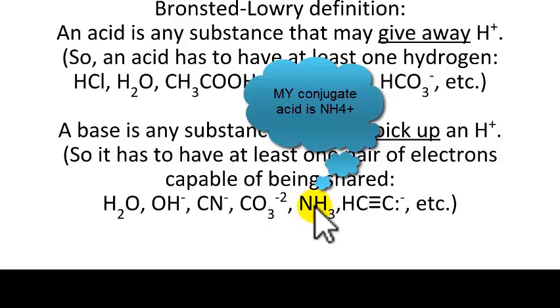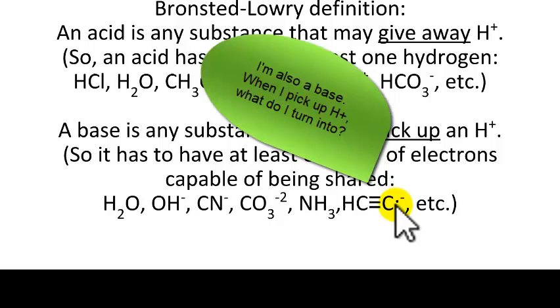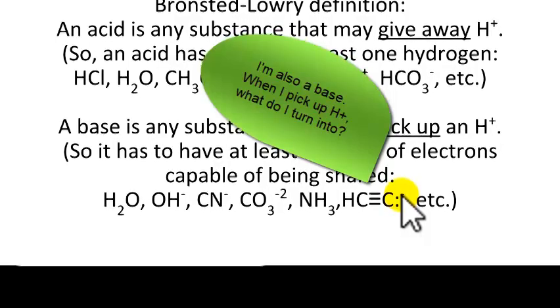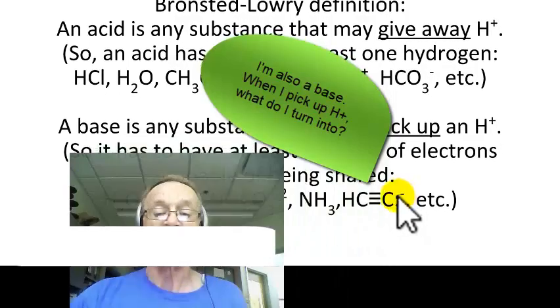Ammonia has a lone pair on the nitrogen. It can pick up an H+. And here's kind of an unusual one. This is called an acetylide ion. It has a lone pair on carbon and a negative charge, and it can pick up an H+.